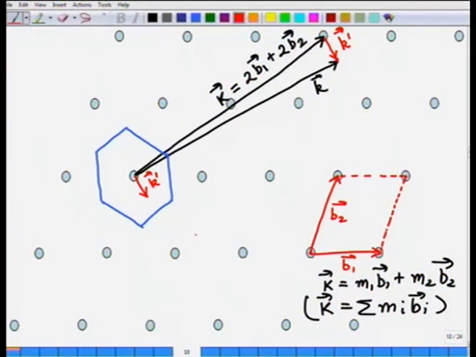Now, notice I will show you that it does not matter, this K prime is not a unique vector. Many K vectors lead to the same K prime vector. This is what I want to show you from this diagram. It does not matter. This is the second conclusion I want to show you.